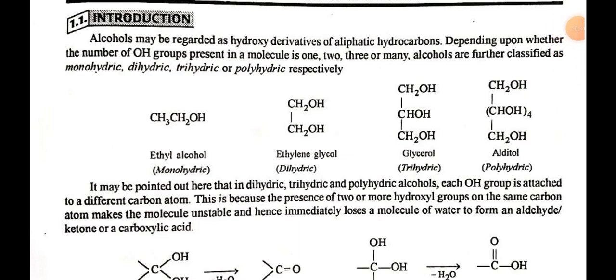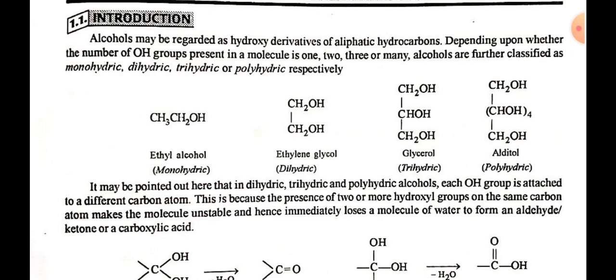Alcohols may be regarded as hydroxy derivatives of aliphatic hydrocarbons. Depending upon whether the number of OH groups present in a molecule is 1, 2, 3 or many, alcohols are further classified as monohydric, dihydric, trihydric or polyhydric respectively. Ethyl alcohol is a monohydric alcohol, while ethylene glycol is a dihydric. Glycerol is a trihydric alcohol, while alditol is a polyhydric alcohol.